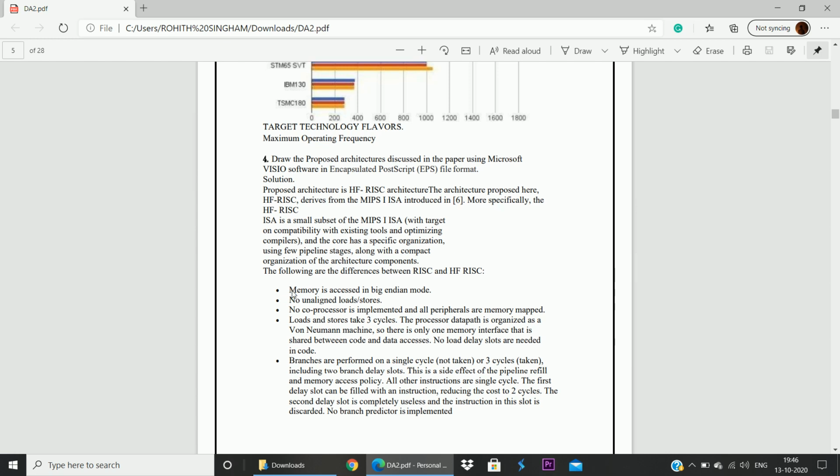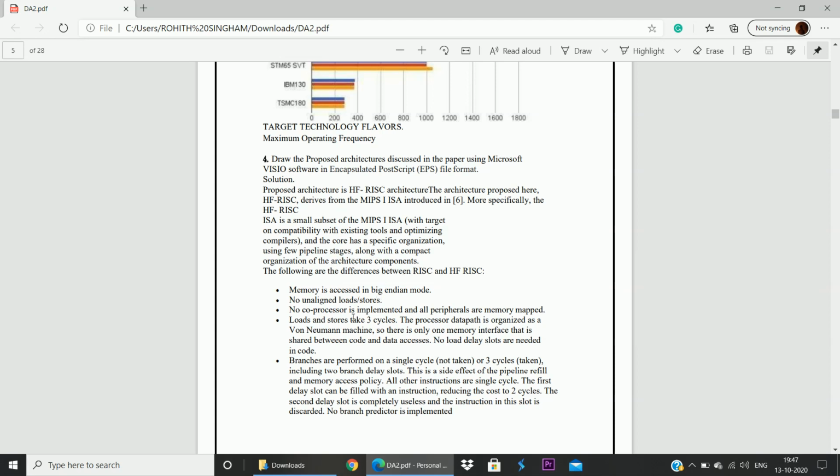Next, coming to drawing the proposed architecture discussed in the paper using Microsoft Visio software in EPS file format. A proposed architecture, a new architecture for less power consumption, is given in the journal paper. I have used an online simulator for drawing, but I had a little bit of a problem gathering the information. So the proposed architecture is the HF-RISC architecture. The architecture proposed here, HF-RISC, derives from the MIPS ISA. More specifically, the HF-RISC ISA is a small subset of this. The following are the differences between the RISC and the HF-RISC.